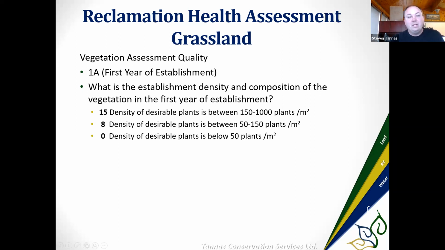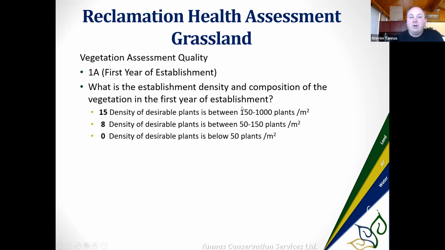Vegetation assessment quality: we really have to look at our plant community composition. The first question in the reclamation protocol really replicates what we see in the other health assessments.